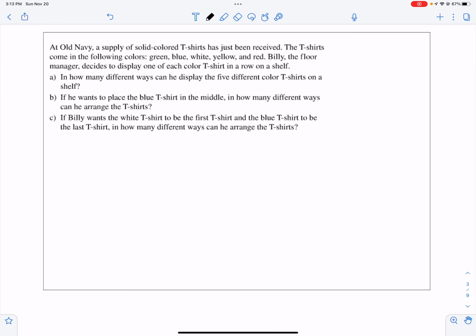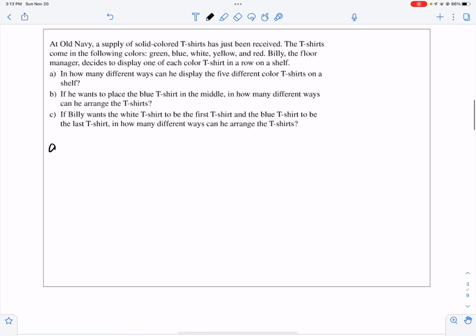So the next one is kind of the same way. Say you have a store that's trying to make a display of shirts, and obviously, you know, if you have one color shirt, that pile cannot be repeated. Okay, so this is all without repetition.